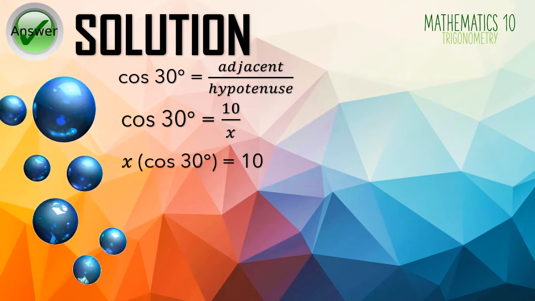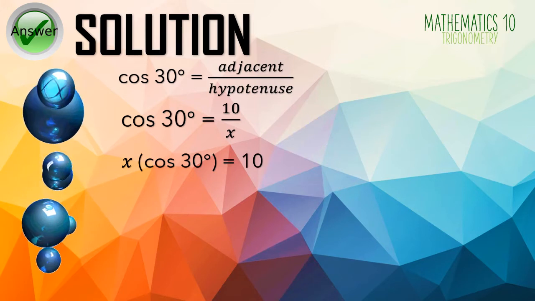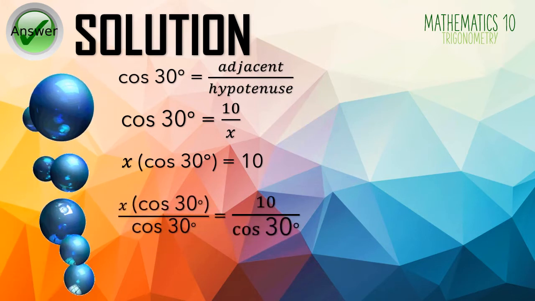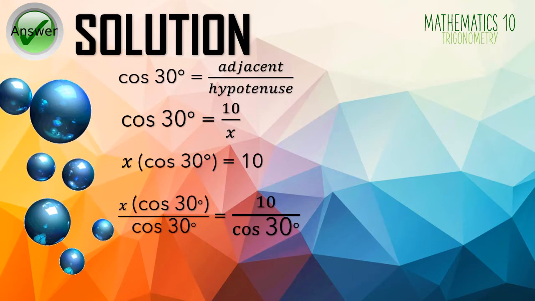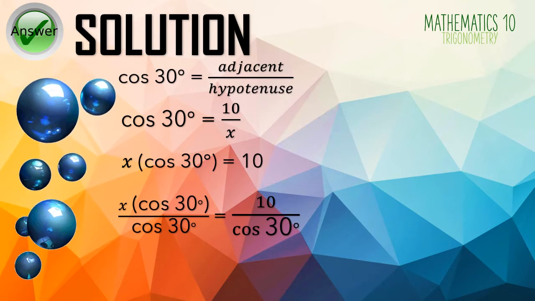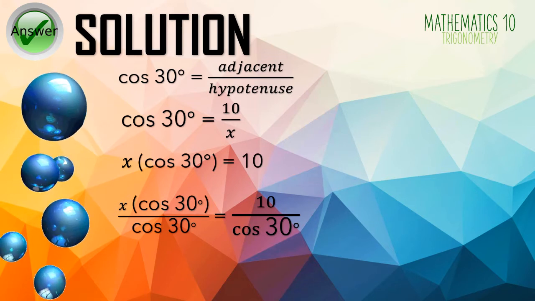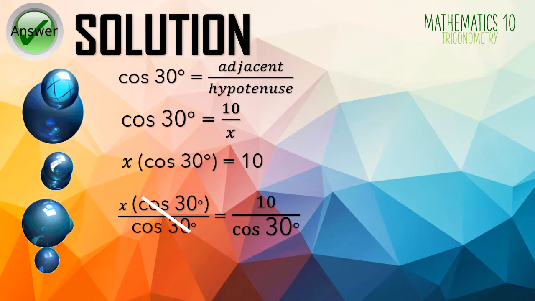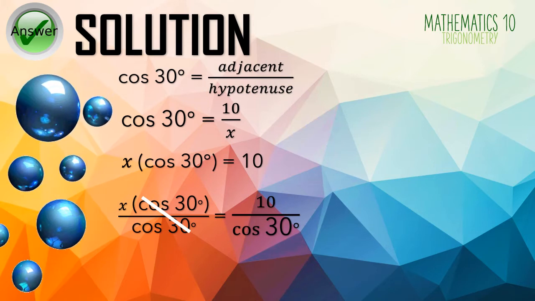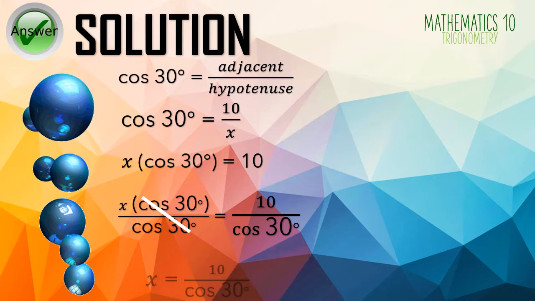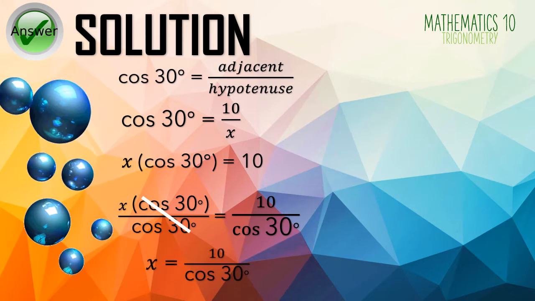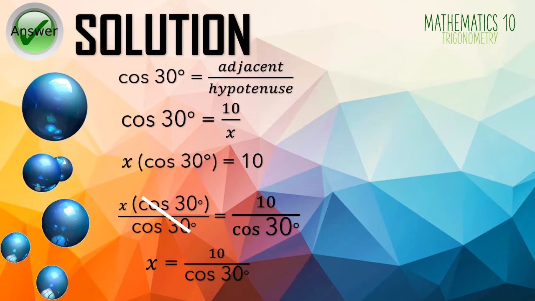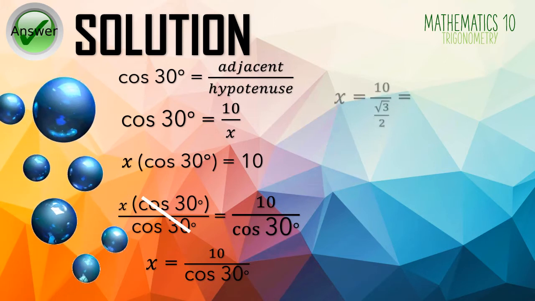and then since we are tasked to find out the value of x, we need to isolate x in the given equation. So we need to divide both sides by cosine 30 degrees to isolate the x at the left side. So now, cancelling cosine 30 degrees both in the numerator and denominator at the left side of the equation, we'll have now x equals 10 over cosine 30 degrees. Maybe others will be using this one.